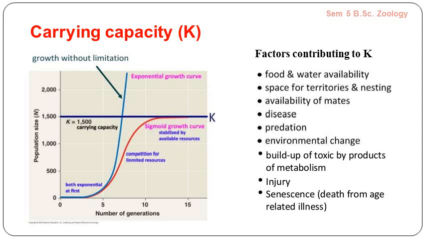Now, diseases and predation can bring about population decline. Environmental change, temperature change, wind pattern change, etc., can also bring about environmental resistance.